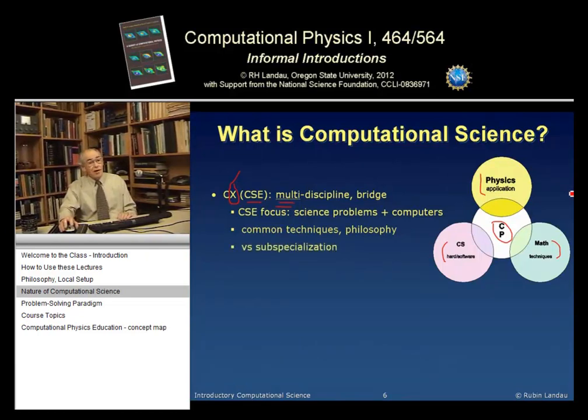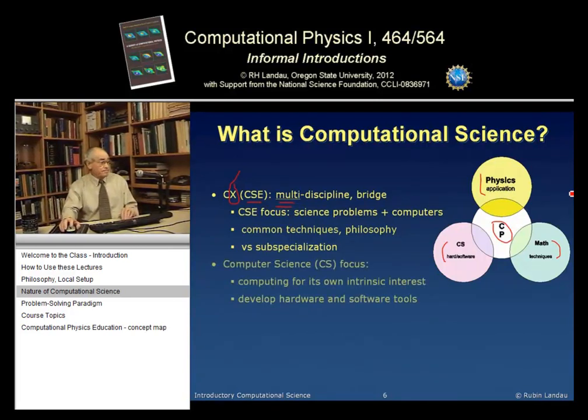So this is in marked contrast and pleasant contrast to this super sub-specialization which pervades so much of science and makes it very hard for you to move out of your small niche in the world. Computational science is freedom. Okay? You can do much more.